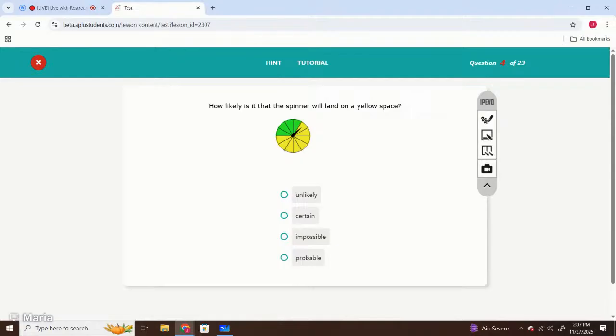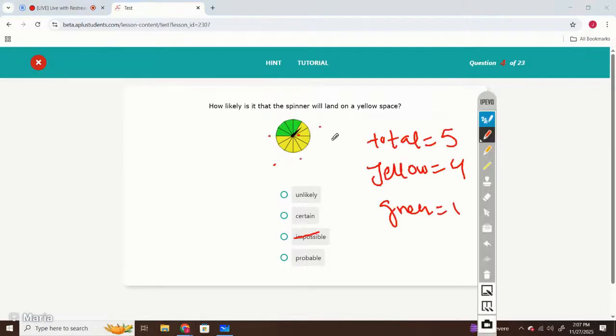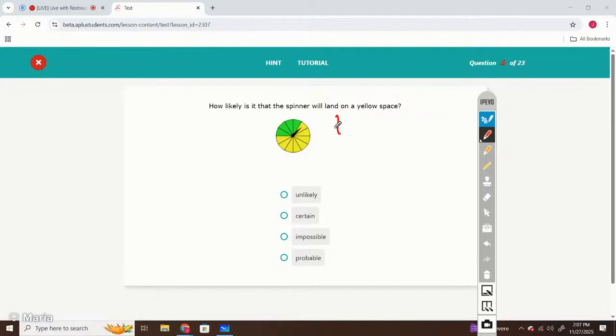How likely is it that the spinner will land on a yellow space? So let's just count the portions of the spinner. The spinner has a total of 12 portions. Eight of them are yellow and four of them are green. So how likely is it that the spinner will select the yellow space?